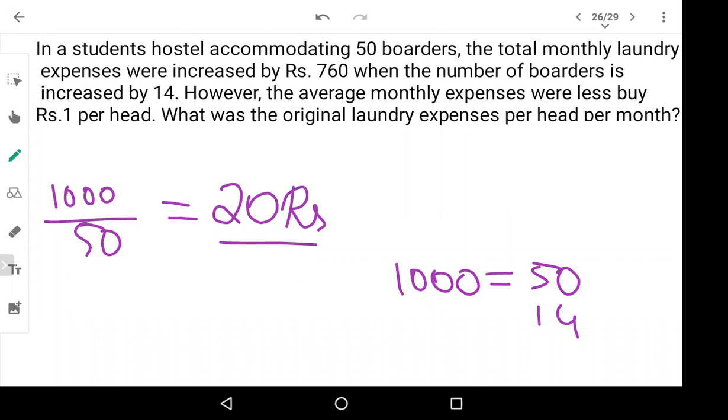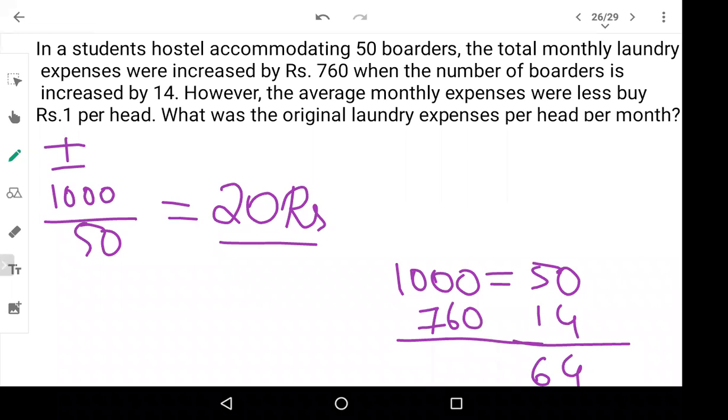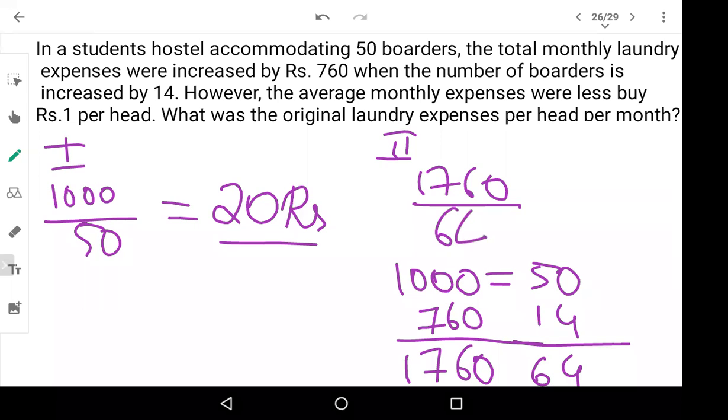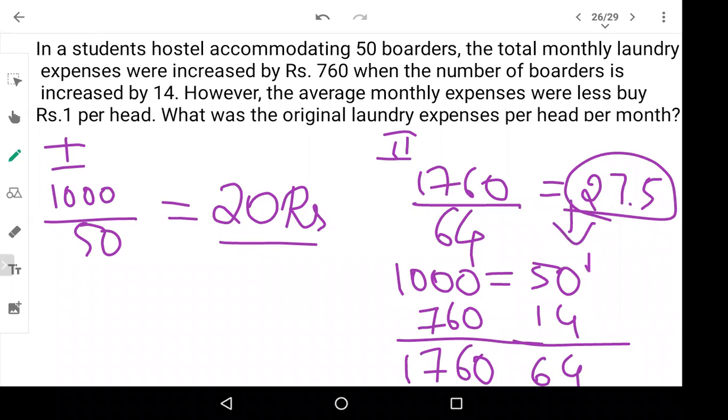Before, this is scenario number 1. Now scenario number 2, 14 people got increased, so there are 64 people, and then here 760 rupees got increased. So now the total bill is 1760. Now in scenario number 2, 1760 rupees by 64 people, how much will you get? Here it is increasing, but what they are trying to say is this amount is decreased by 1 rupee.